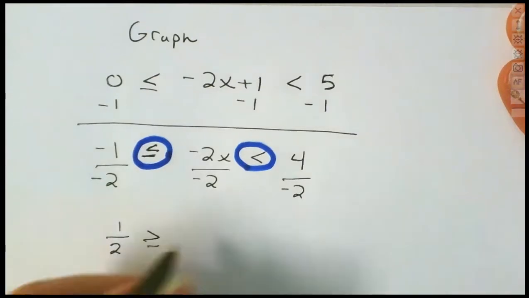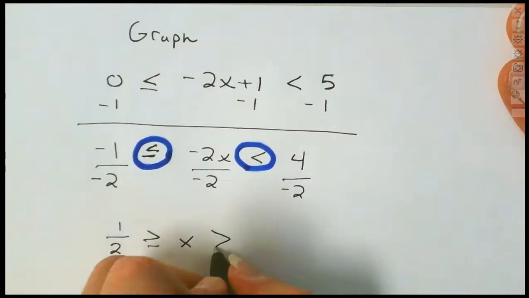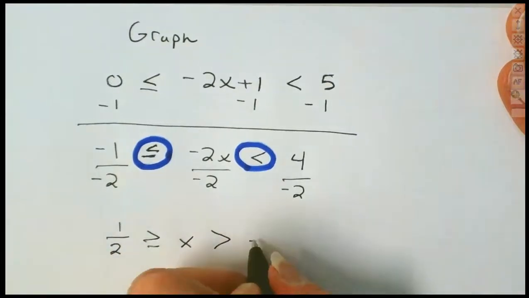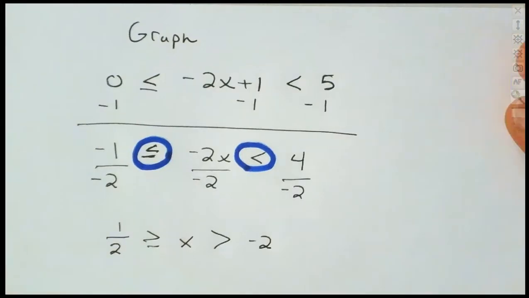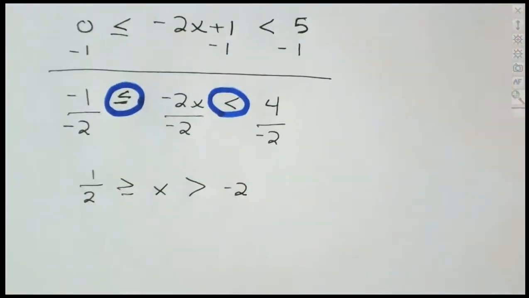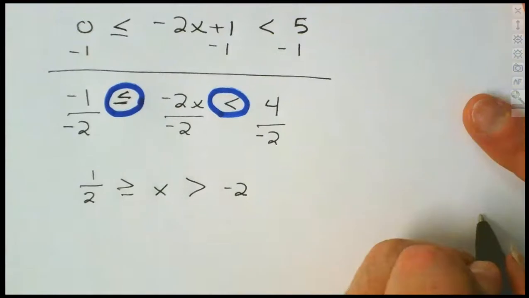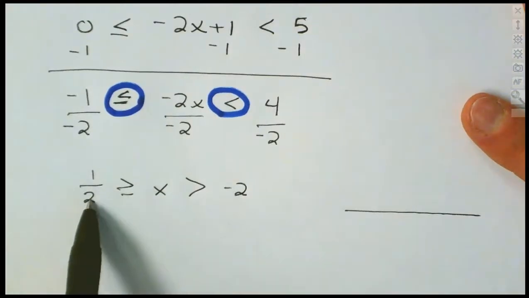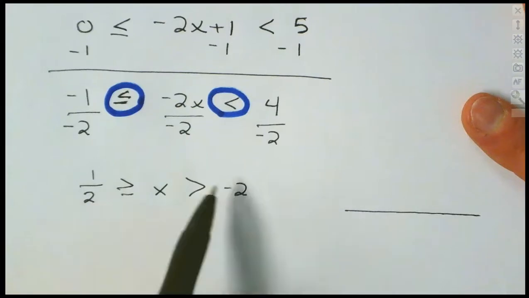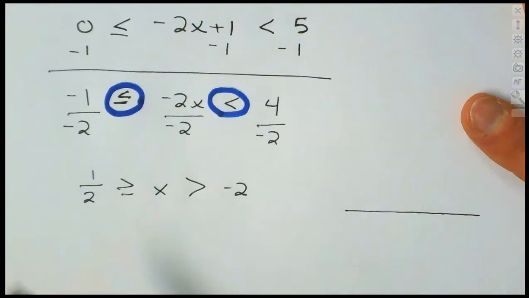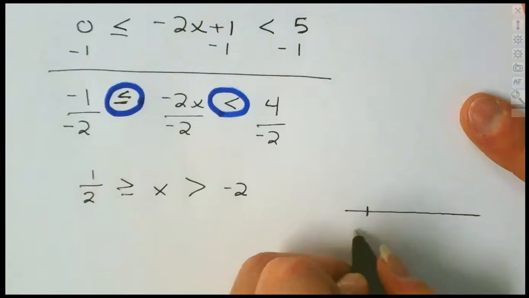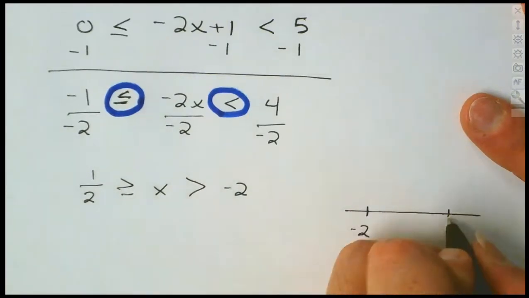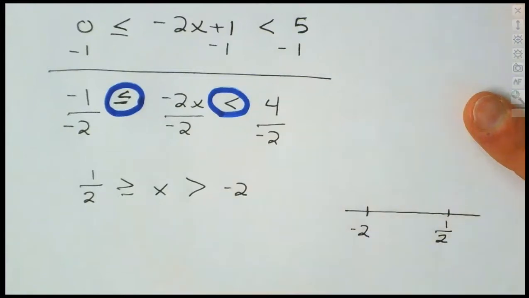Flip your symbol, x. Flip your symbol. 4 divided by negative 2. That's a negative 2. Now you can see why we have to put them in the opposite order. Which one's smaller? Positive 1/2 or negative 2? Negative 2 is a smaller number, so that's why it's going to go on the left. 1/2 is the larger one, so it goes to the right.